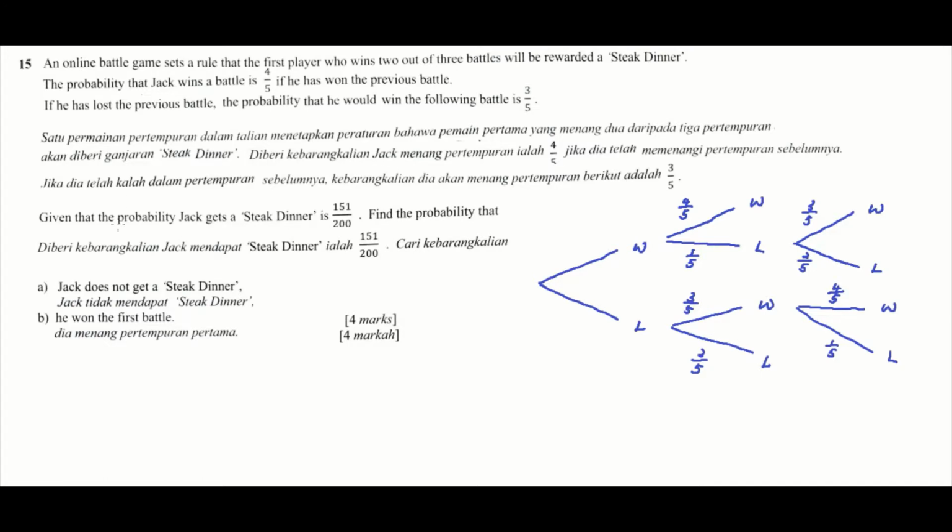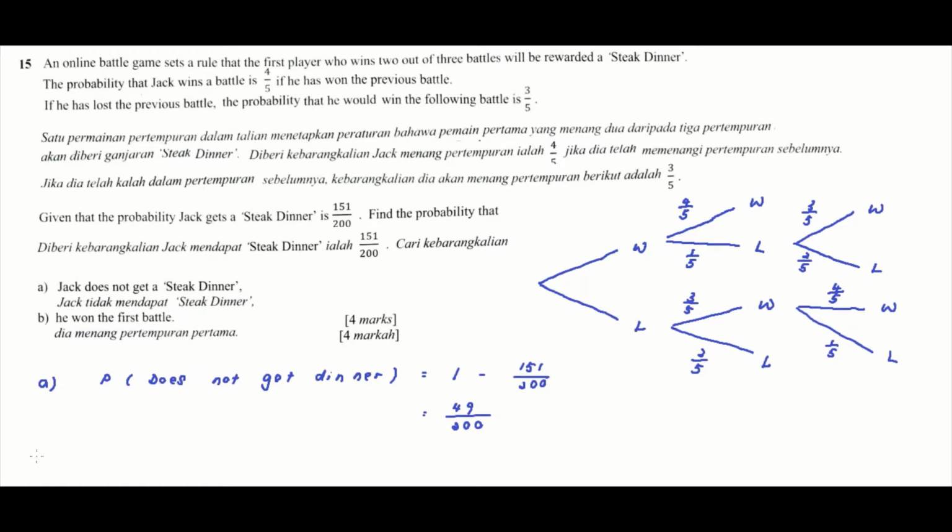Okay, so now given that the probability for Jack to get a steak dinner is 151 over 200, find the probability that Jack does not get a steak dinner. I guess this is quite direct. If we want the probability that Jack does not get a dinner, it will be equal to 1 minus the probability for Jack to get a dinner, right? So 1 minus 151 divided by 200, which will give us the answer 49 over 200.